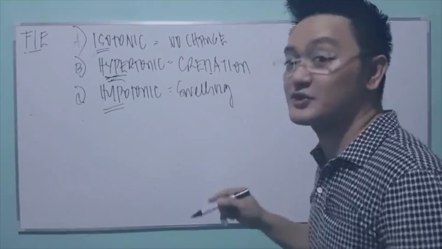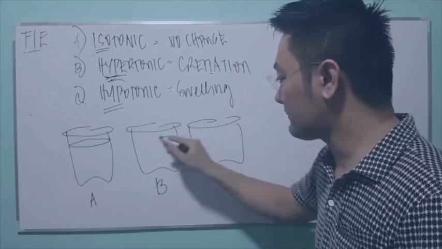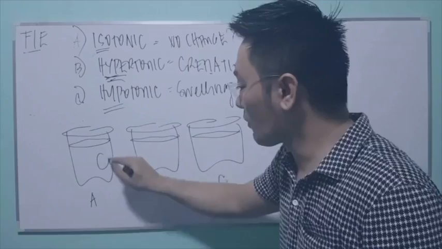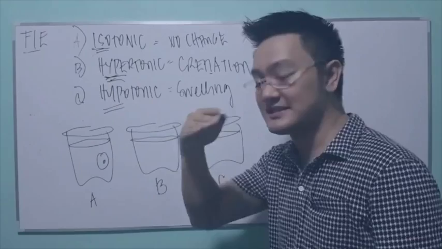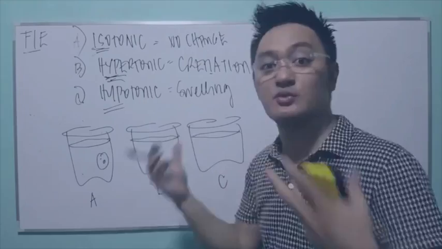Now let's try to recap the effects of these solutions. So these are the three beakers. Beaker A contains isotonic, beaker B contains hypertonic, and beaker C contains hypotonic solution. Let's get one blood cell and drop a single cell in each beaker. Cell wall, nucleus. Remember, beaker A is isotonic, almost the same tonicity. The solution and the fluid inside the cell have almost the same tonicity. Will there be change? No change at all. The cell will not shrink nor swell, okay?